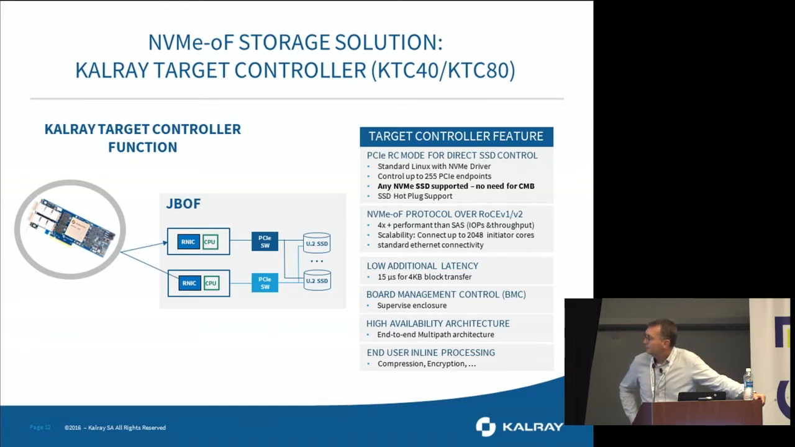Taking benefit of NVMe over Fabric, you can have 4 times better performance than SAS. You have the scalability. We can expose typically up to 2048 queues that we can connect to up to 2048 initiator cores. And you have standard Ethernet connectivity inside the rack. Excuse me. Yep. You're saying 2048 queues for each, or 2048 cores? In fact, if you connect 1 core per queue, you can connect up to 2048 cores. Yeah. Thank you.